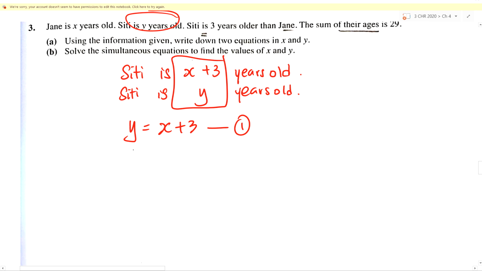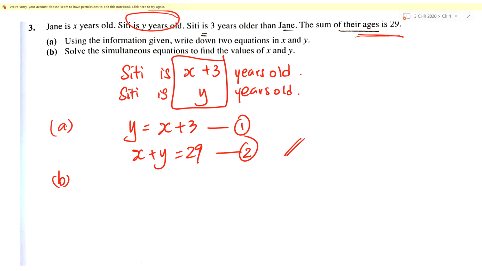The sum is 29, so X plus Y equals 29. Equation number 2, part A done. So part B, solve. Do you want to use elimination or substitution? Both will work. I keep repeating it because it is the truth. Both of them will work in your syllabus. But because we already have Y equals something, Y equals X plus 3, I would like to do a substitution.